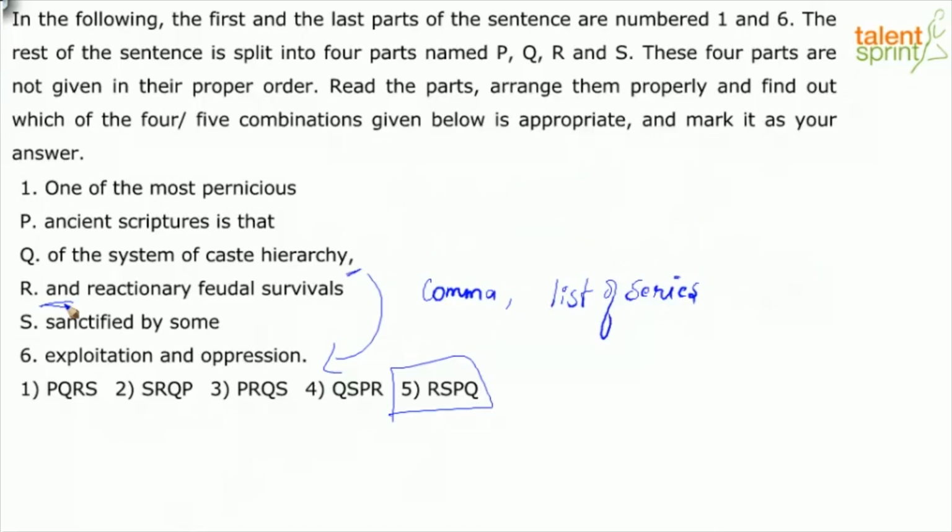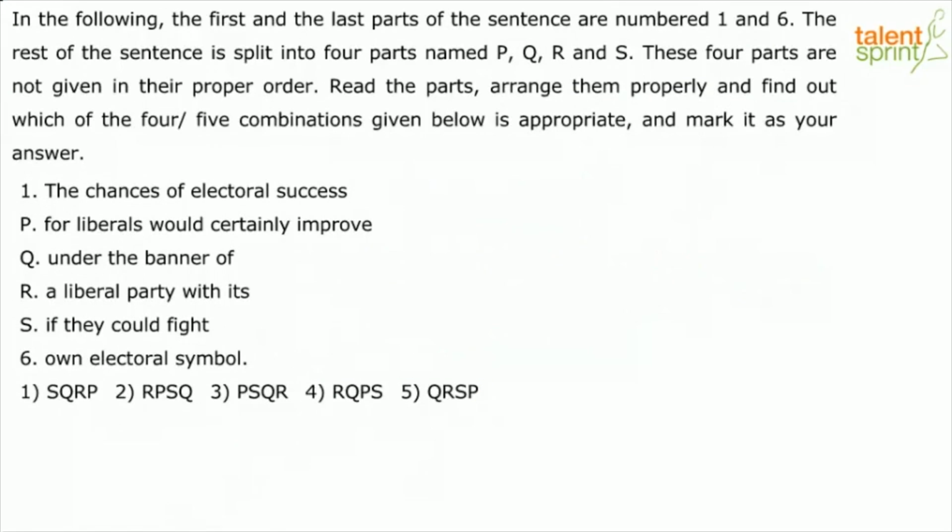There could be some sort of a synonym meaning between those two words because I have "and" as a linking, connecting word. One of the most pernicious and reactionary feudal survivals, sanctified by some ancient scriptures, is that of the system of caste hierarchy, exploitation, and oppression, right? The next one, the chances of electoral success, and then of course PQRS.